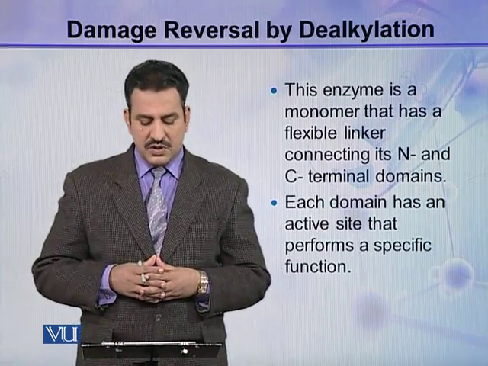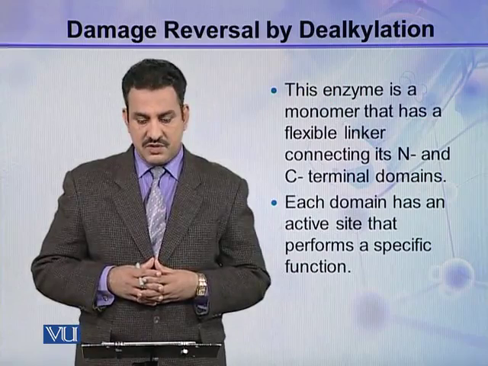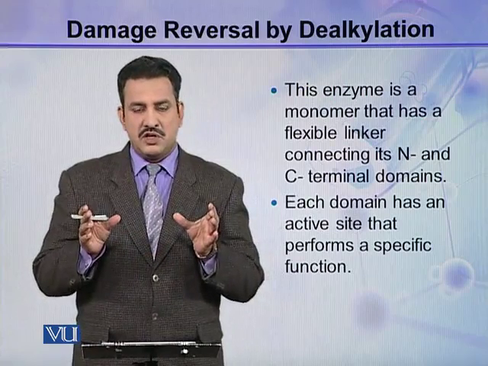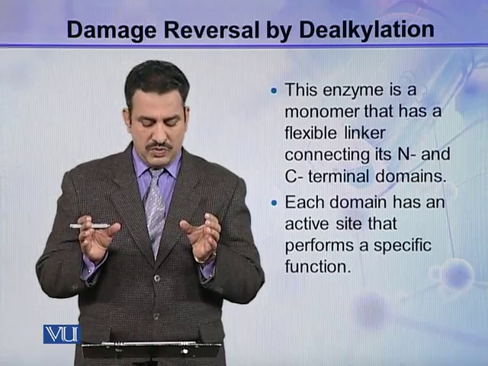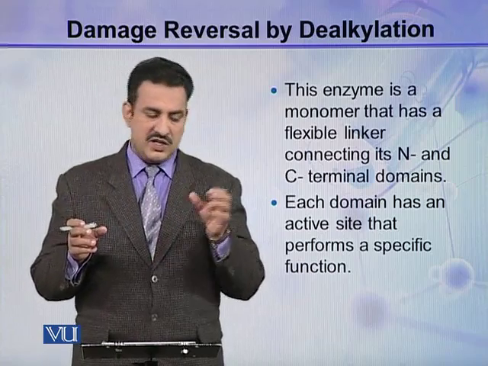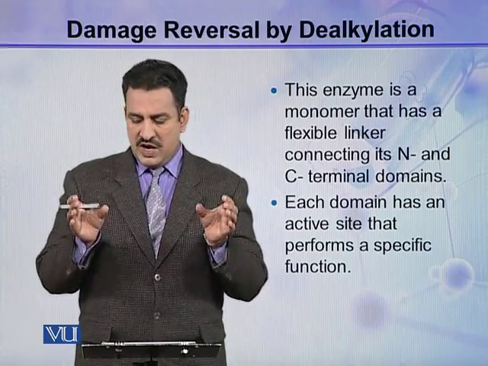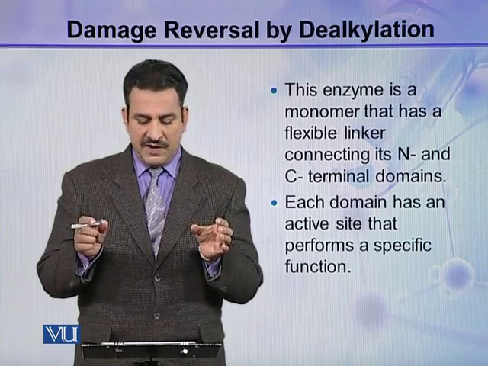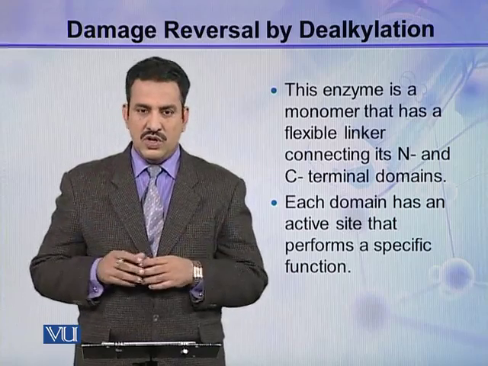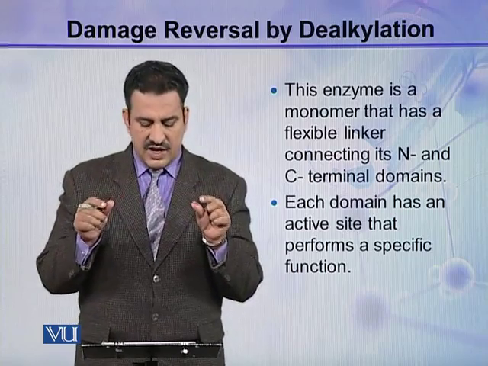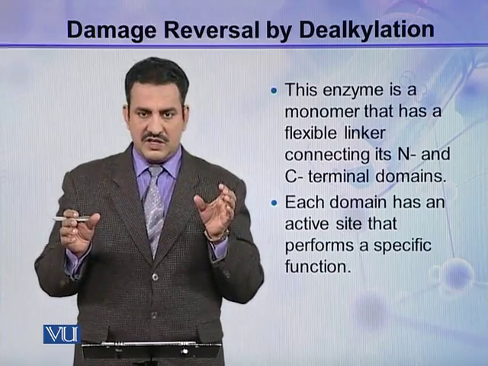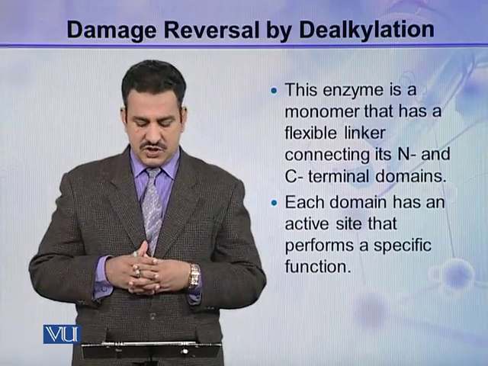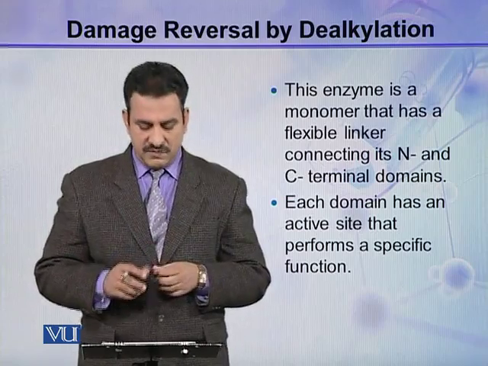This enzyme is a monomer, and it has a flexible linker. It has two domains. One is the N-terminal domain and the other one is the C-terminal domain. And these two domains are linked together through a flexible linker. So there is a flexible linker that connects its C-terminal and N-terminal domains. Each domain has an active site that performs a specific function.